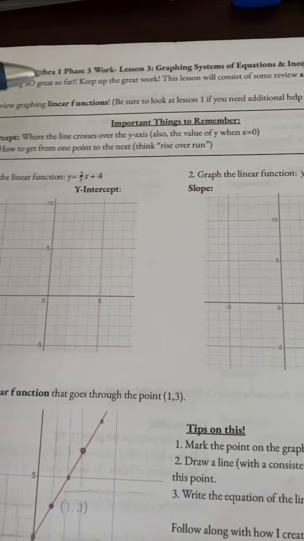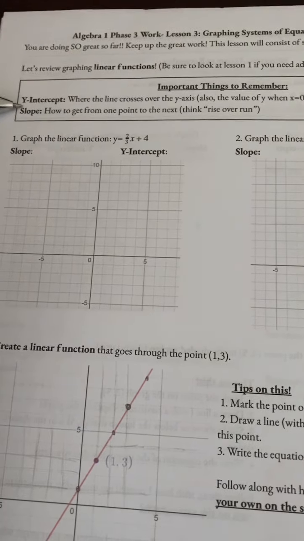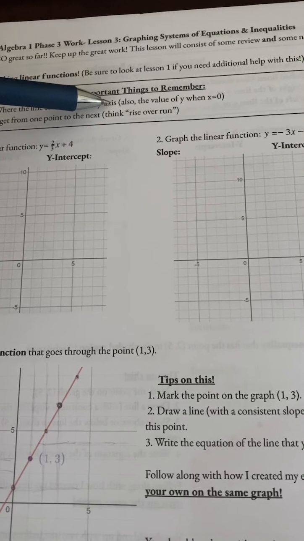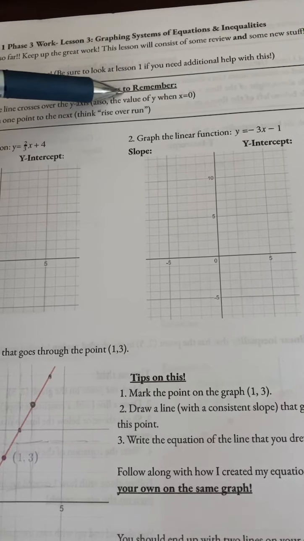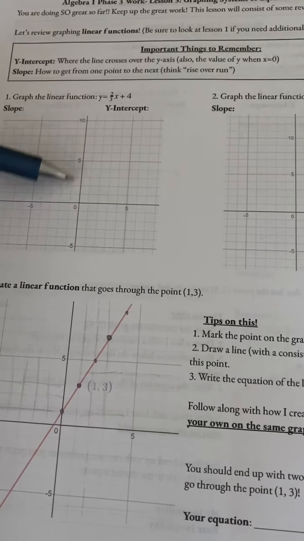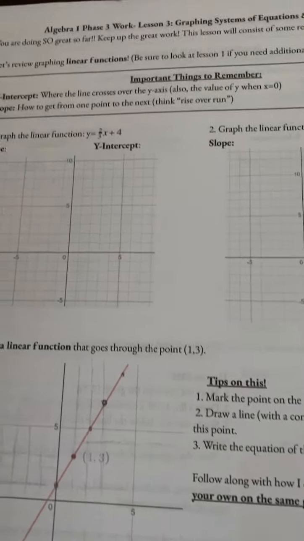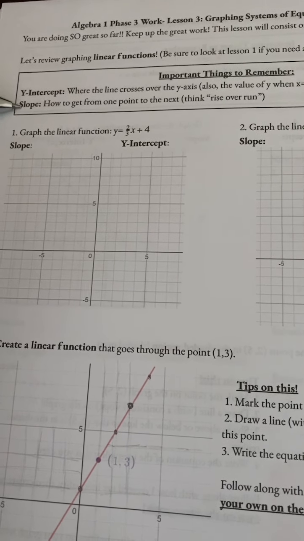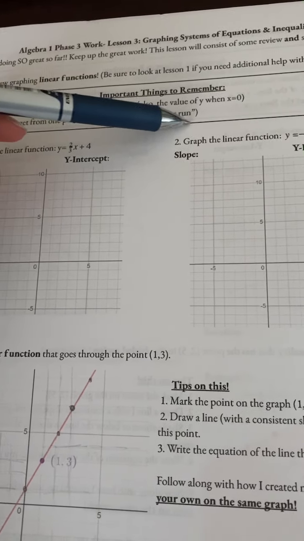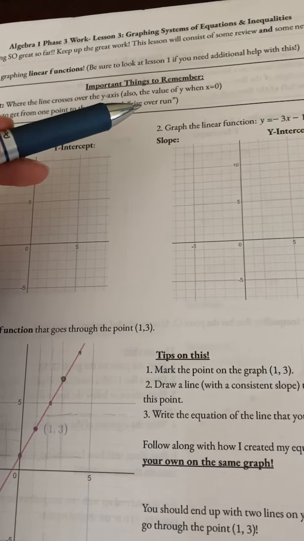When we are graphing linear functions or linear equations, there are a couple important things to remember. We want to be able to identify our y-intercept, which is where the line crosses over the y-axis. Another way of thinking of that is determining what the value of y is when x is 0. The second thing that's important to remember is your slope, which is how you get from one point to the next. Remember rise over run: how much you are going up or down, and then how much you are going left or right, your change in x.